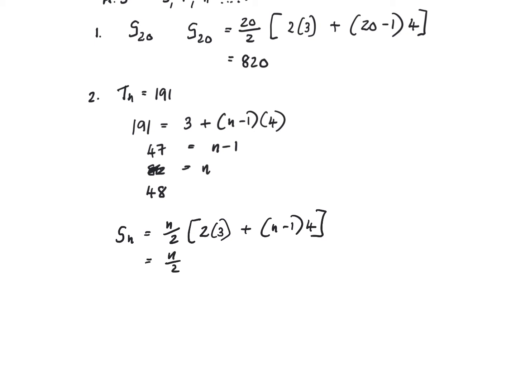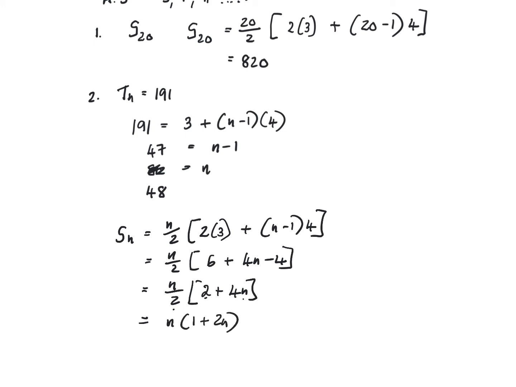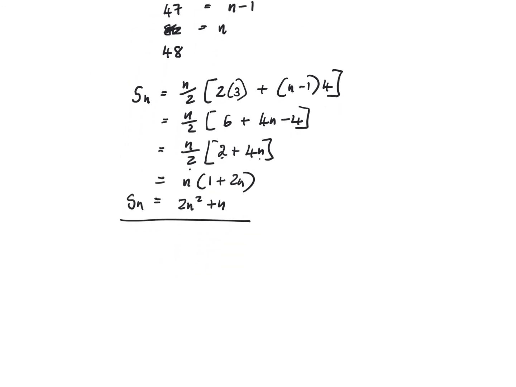So if I just simplify this, I get 6 plus 4n minus 4, which gives me n over 2, 2 plus 4n, okay? And I'm going to simplify this because 2 goes into both of those. I'm going to go n, 1 plus 2n. And if I simplify that further, I'm going to get 2n squared plus n. So now I've got s to the n is equal to that. But the question wants to know where the sum will have a value of less than 120. So I'm going to say, right, if that's my sum, it must be smaller than 120.